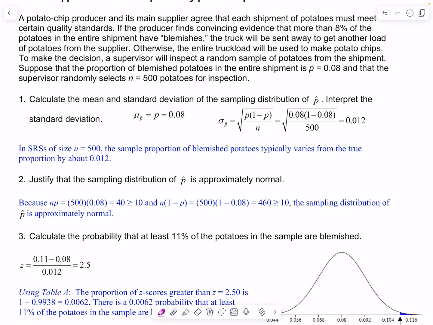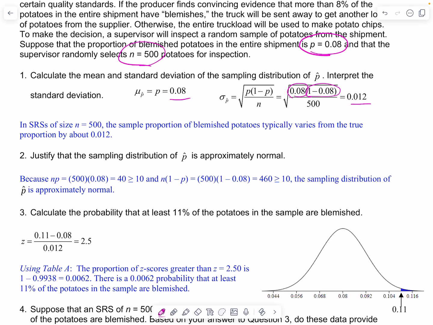Calculating the mean and standard deviation of the sampling distribution: the mean is given to me as 0.08, and the standard deviation is the square root of 0.08 times 1 minus 0.08, divided by n. The next one: justify that the sampling distribution is approximately normal. Normality, remember, is np and n(1 minus p). As long as both of those results are greater than or equal to 10, then we can say the sampling distribution is approximately normal.